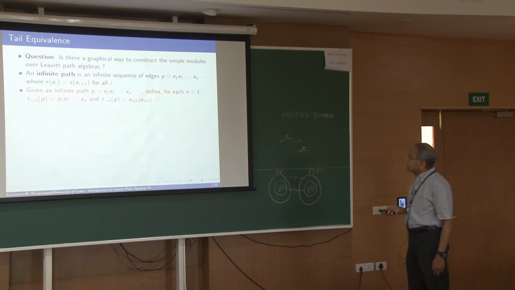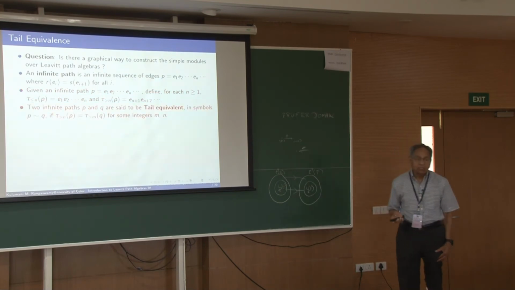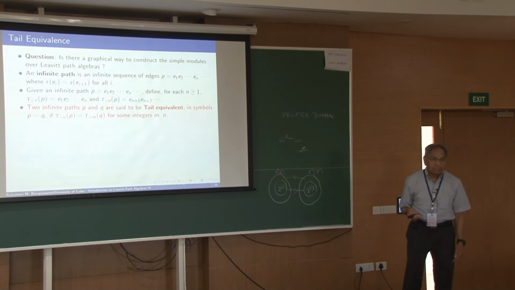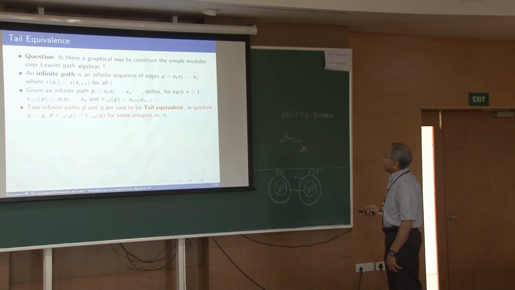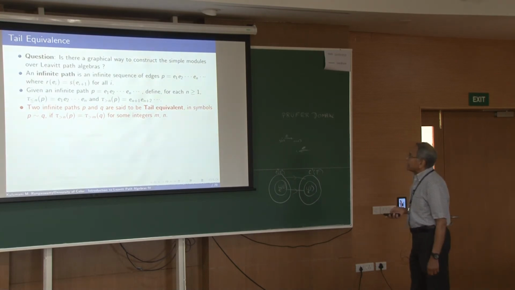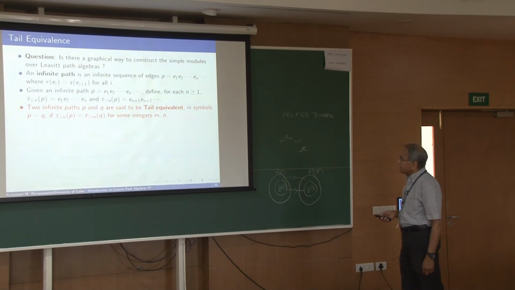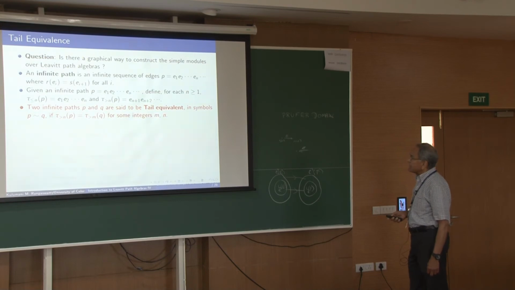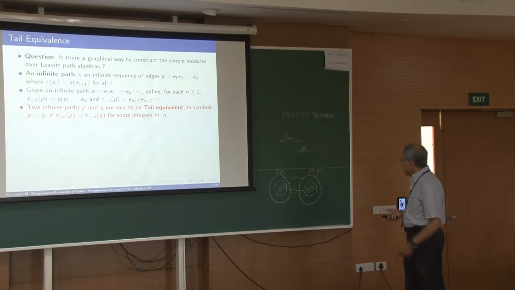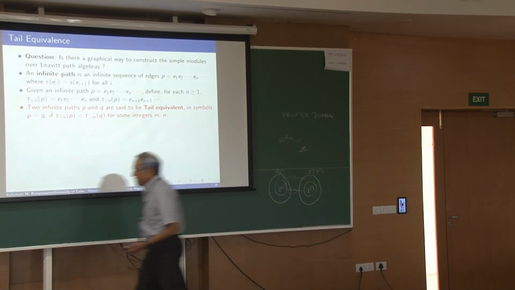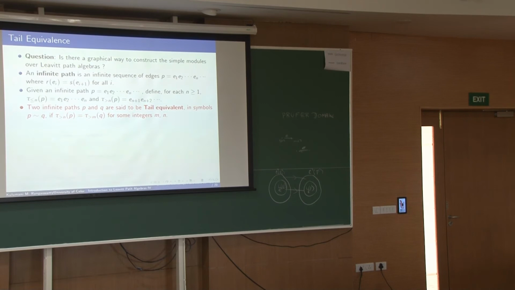So with that notation, we can define an equivalence relation between two infinite paths here. Namely, two infinite paths p and q are tail equivalent, in symbols p tilde q, if there exist integers m and n such that tau greater than n of p equals tau greater than m of q. So that's easy to visualize.